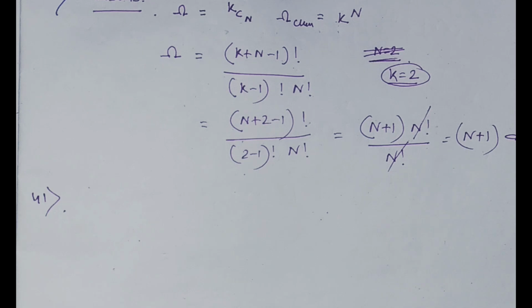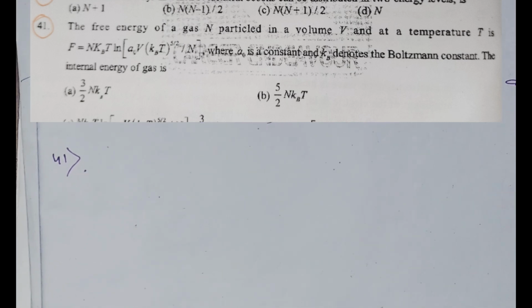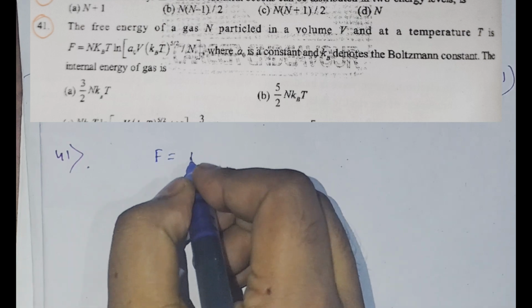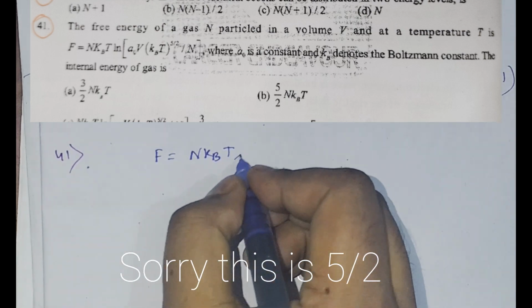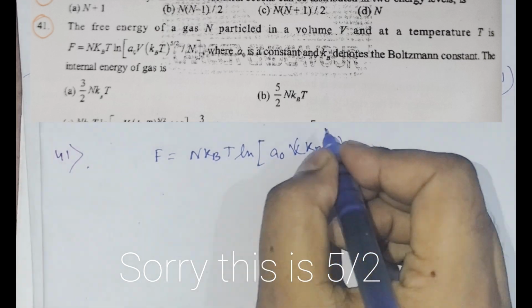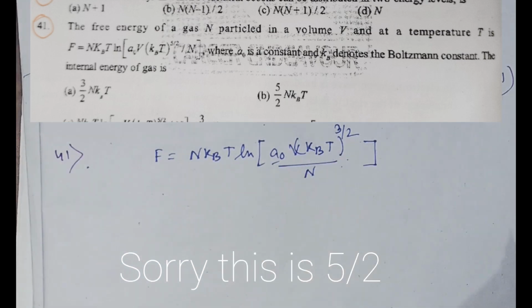N particles in a volume V at temperature T have free energy F equal to n kBT ln of (A0 V (kBT) to the power 3 by 2) by n, where A0 is a constant. The internal energy of the gas you need to calculate. So first of all, I will write the formula that is given: F equal to n kBT ln of (A0 V (kBT) to the power 3 by 2) by n, and here A0 is a constant and kB is the Boltzmann constant. So you need to calculate the internal energy.